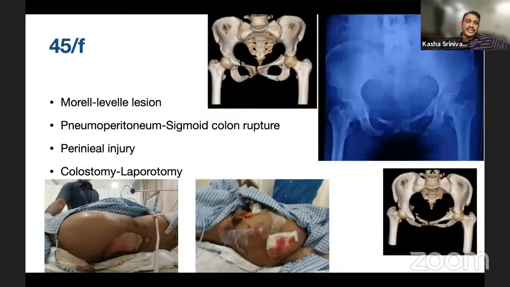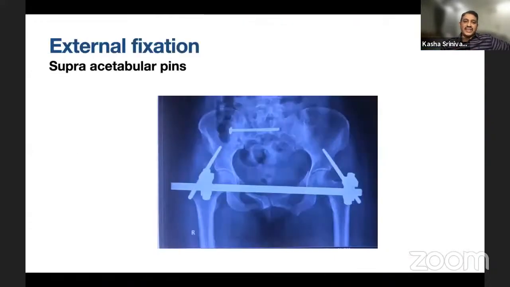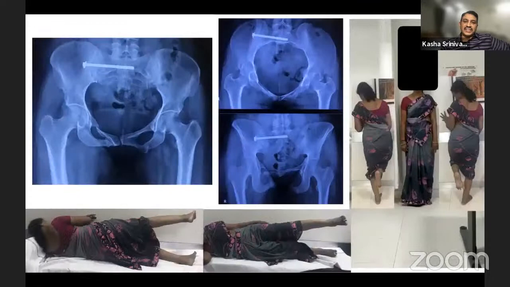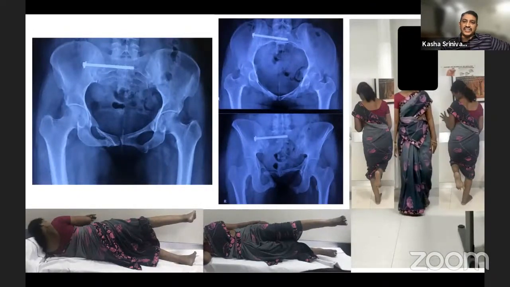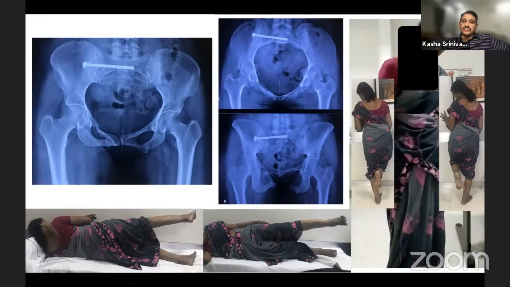So here is a 45-year-old lady with a Morel-Lavallée lesion, pneumoperitoneum, and presented in shock, like it was discussed. So resuscitated, and as there was a pneumoperitoneum, sigmoid colon rupture, emergency laparotomy was done, and there was an anterior incision already. So I had to discuss with the surgical gastroenterologist to place the colostomy in a relatively superior location. But in this case, I had to use a supraacetabular pin to get the stability anteriorly, which was continued for about 3 months. And that is her function after a year, after it has healed and the colostomy is closed.